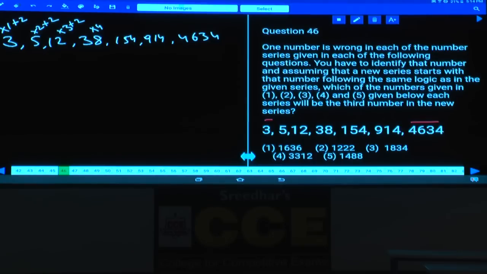38 into 4 is 38, 38, 76, 76, 152. 152 plus 2, 154, this is also correct one. And the next one, 154 into 5. What is 154 into 5?